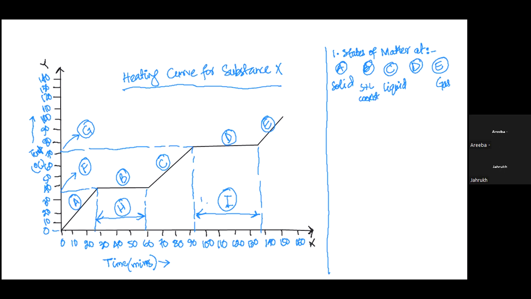Yes, sir. It would make a little more sense after we're done with a couple of parts. So what about D? Again, D would be a mixture. So take a guess. So it will be liquid and gas? Liquid plus gas, very good. Both the states of matter would coexist at this temperature.